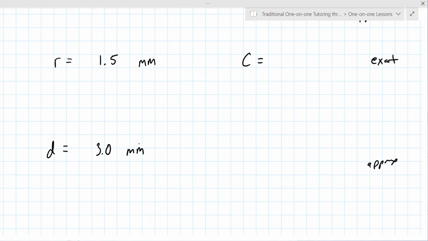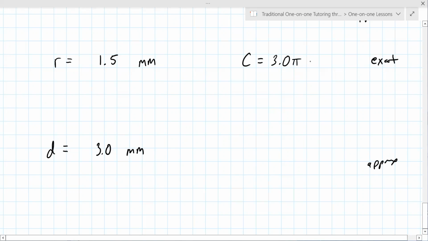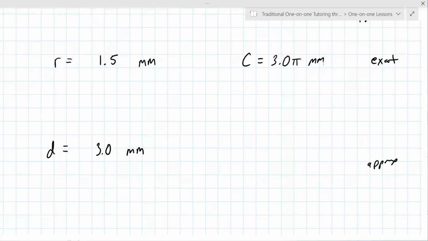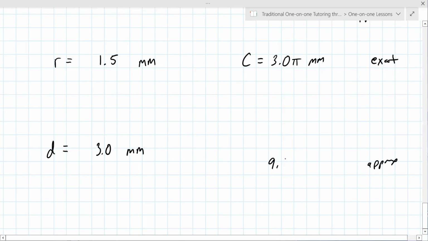Yes. So how about the circumference? Which are you using for the circumference? Ah, yeah. That's 3.0 pi millimeters. 3.0 pi millimeters. Very good. And now give me the approximation. 9.42 millimeters. Great.